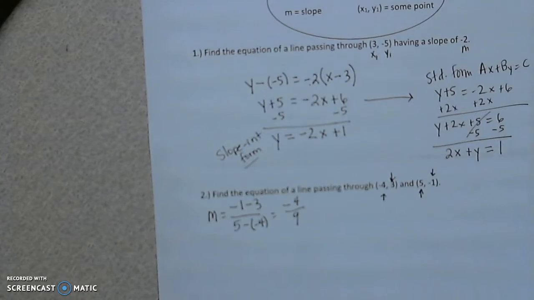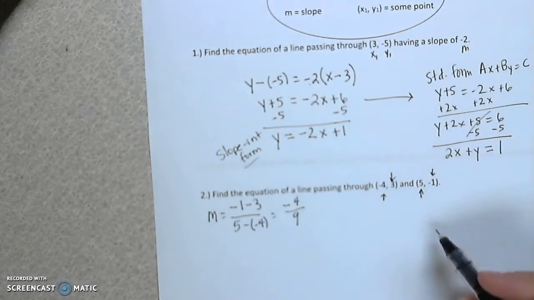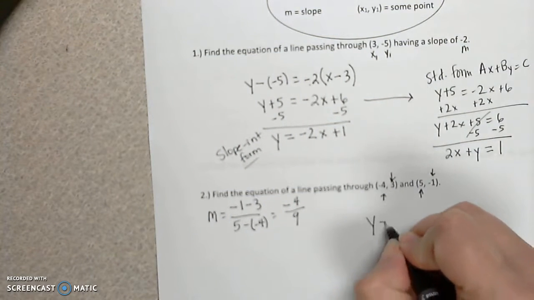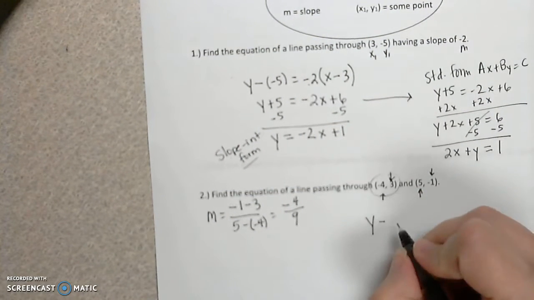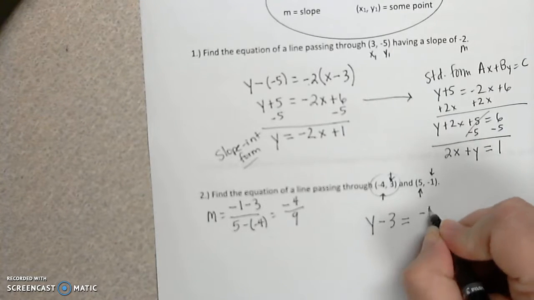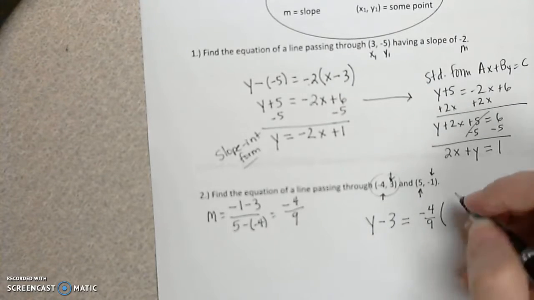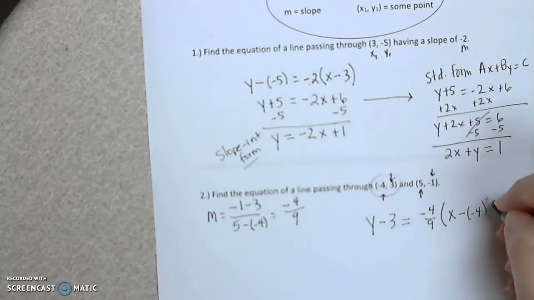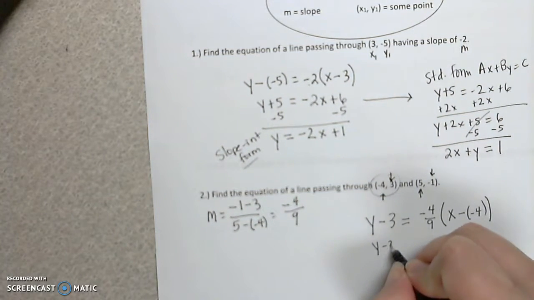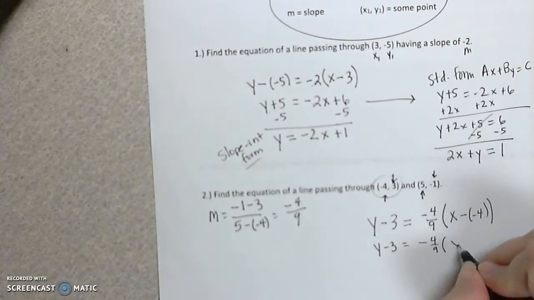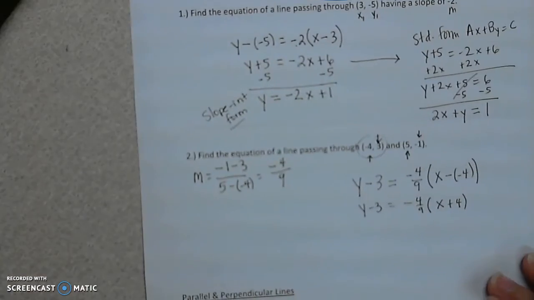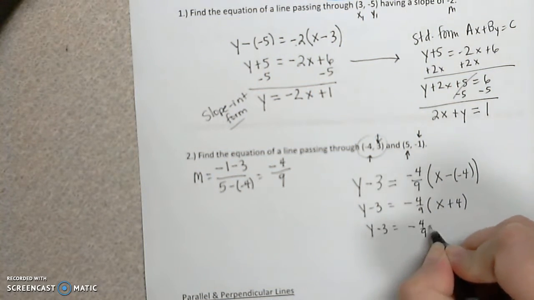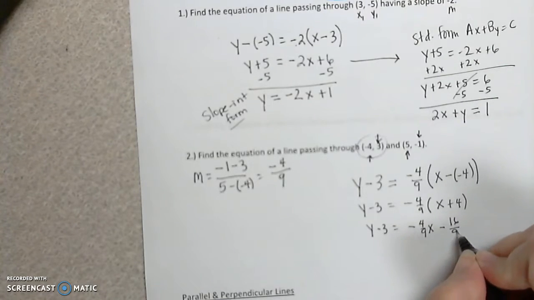And then I can use either point I want to finish out writing in point-slope form. It doesn't matter. I'm going to use this first point here: y minus 3 equals negative 4/9 times x minus negative 4. That'll be y minus 3 equals negative 4/9 times x plus 4. Then I'm going to continue to simplify. So I'll have y minus 3 equals negative 4/9 x minus 16/9.